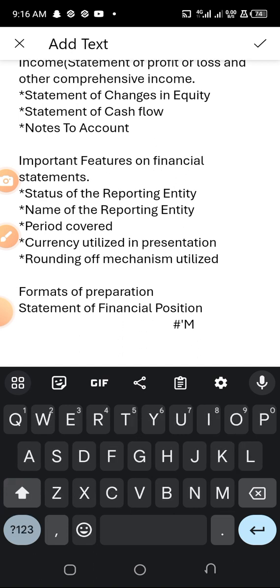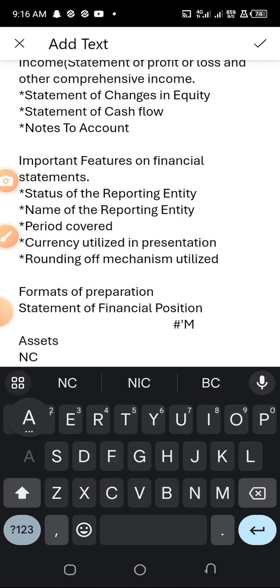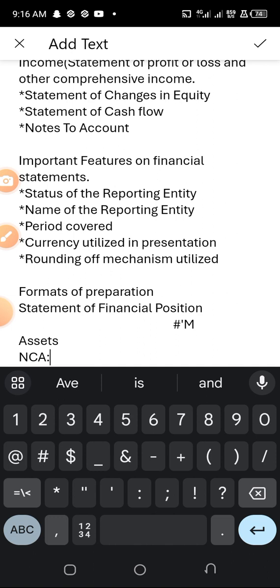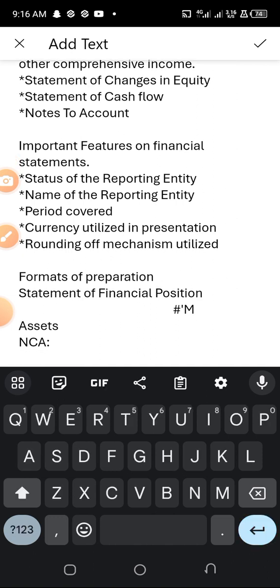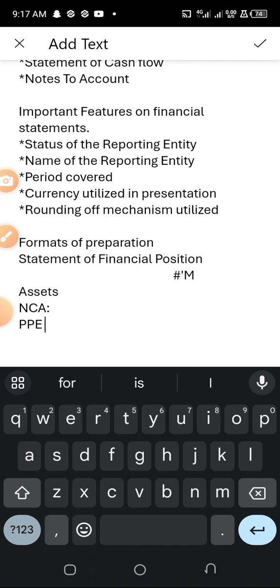So let's start. The first thing that comes in here are the assets of the organization or the reporting entity. Under assets, we have what we call the non-current assets. Under these non-current assets, we have what we call the PPE. That is property, plant, and equipment. You put whatever the figure is here.